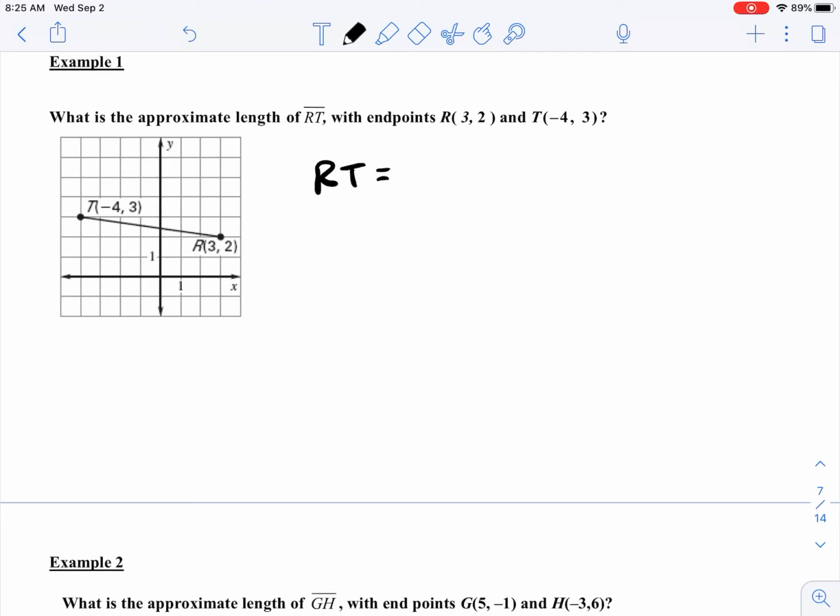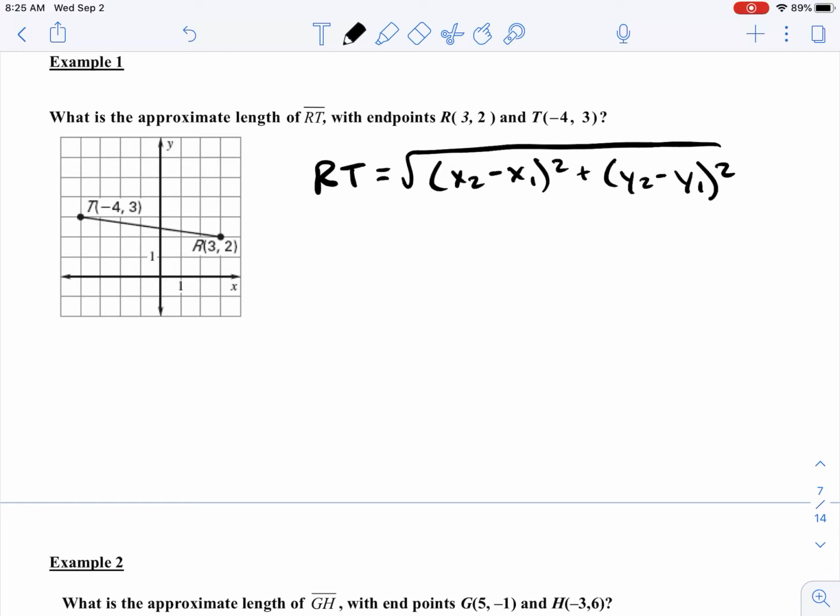So RT is equal to, and here's our distance formula. We have the square root of x2 minus x1 squared plus y2 minus y1 squared. So another helpful thing for me, at least, I like to go up here and say there's my x1, there's my y1, here's my x2, here's my y2. Not something that you have to do. I would highly recommend it. For me, it ensures that I'm getting all of my labeling correct.